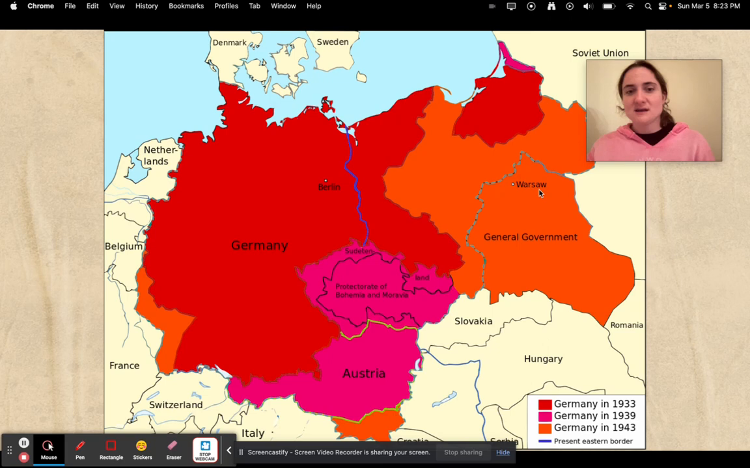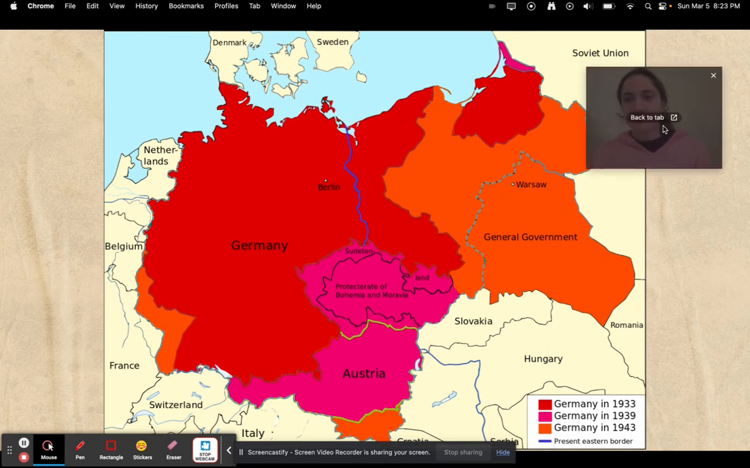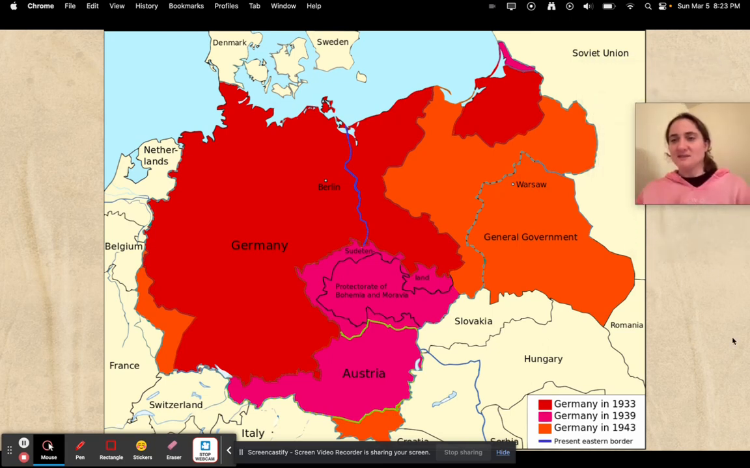All right, so here is a map of Germany in different stages pre-war and during the war. So you can see in 33 in red, that is what is considered German land. In pink, you can see that he took Czechoslovakia and also Austria. And then in kind of the height of the war in 1943, you can see that Germany has Poland and is pushing into the Soviet Union.